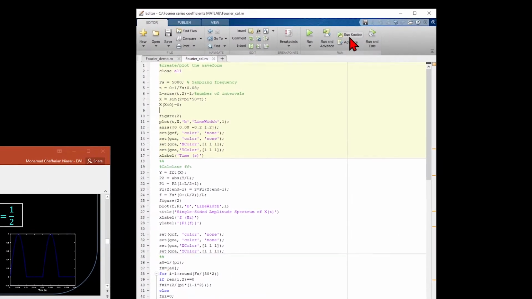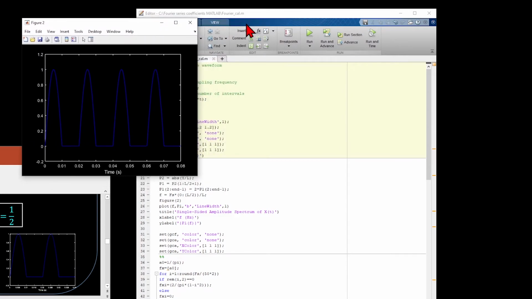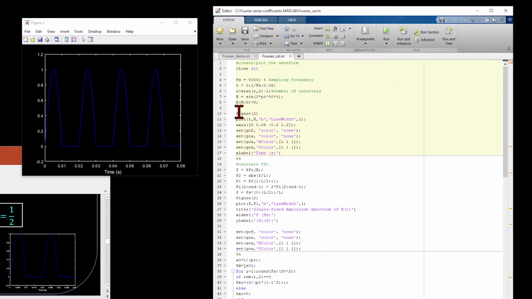If I plot it, you can see that the waveform is like this. Of course, here I selected 0.08, which means 80 milliseconds, so it's 4 cycles. So that's why we have 4 cycles. Okay, so we have created our data points, x.